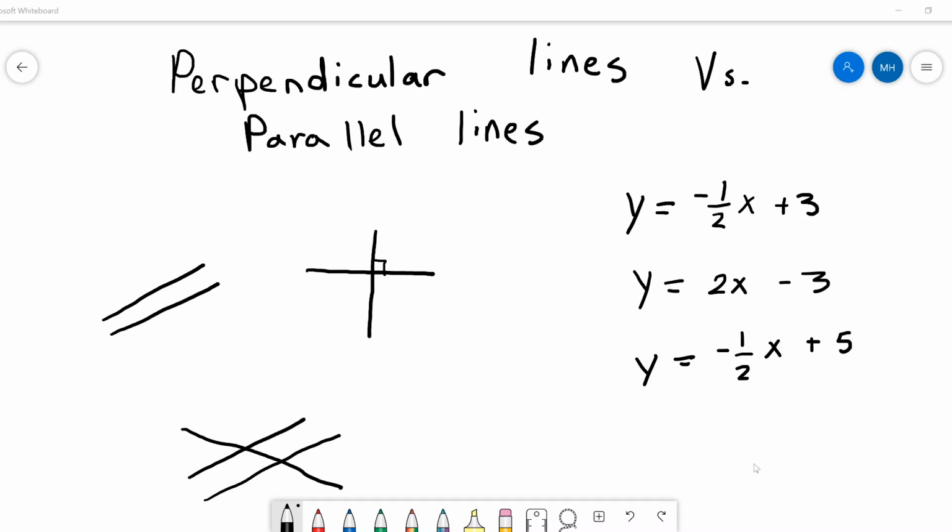Hi everyone, welcome back to Math and Mitchell, and we're going to be discussing parallel lines versus perpendicular lines. Basically we're going to go over what they are and how they're used in geometry.